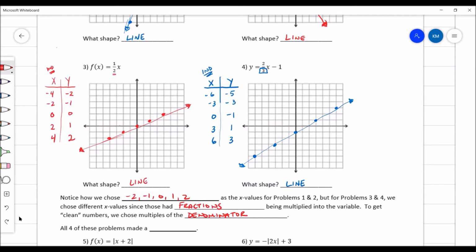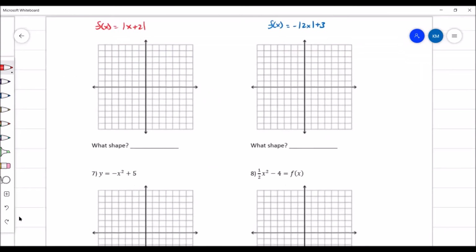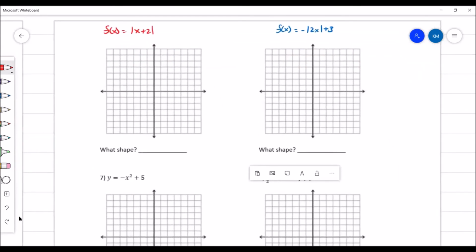Okay, notice all these are lines. All 4 of these problems made a line. These are absolute value functions. So we're just plugging these in. Remember, the absolute value bar all does is make whatever comes out of this become positive. It doesn't change anything that we do inside. So here we have to plug in our values. There's nothing stopping us from just using -2, -1, 0, 1, 2.